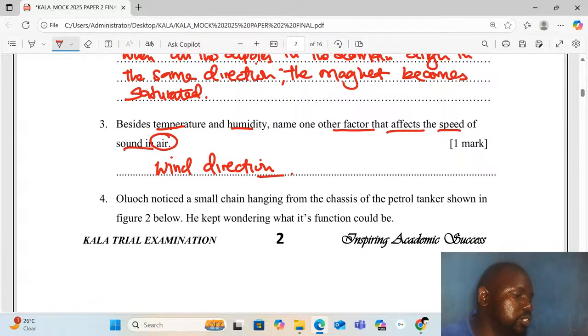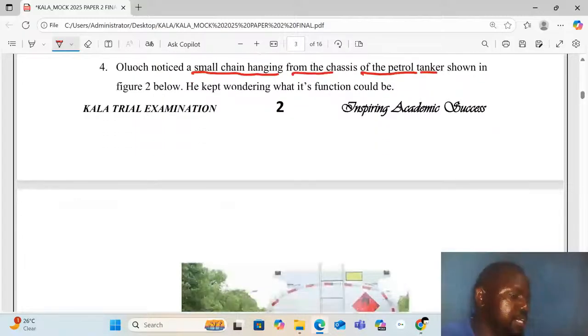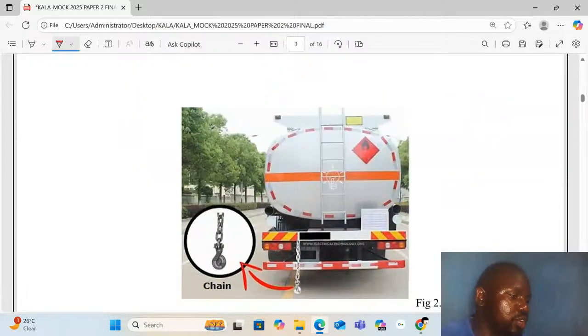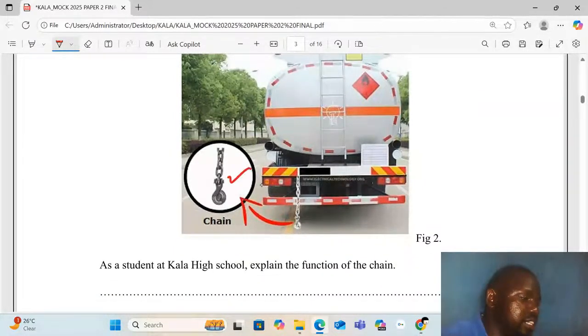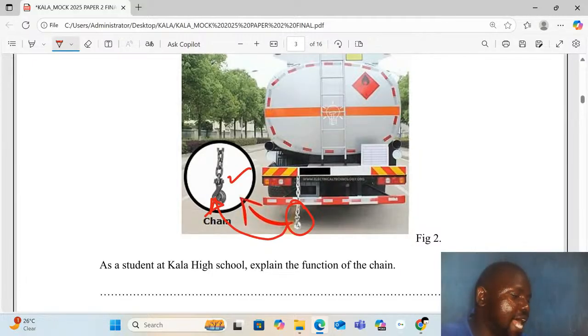Question 4. A student noticed a small chain hanging from the chassis of a petrol tanker shown in the figure below. He kept wondering what its function could be. Here comes the diagram of the lorry. We have some magnification to show the chain, which is here. That is why we are being told that this is now the chain. A student at Lenana High School explained the function of the chain.